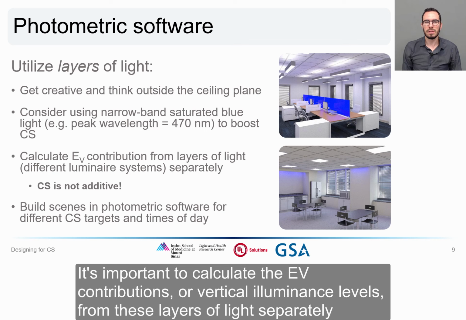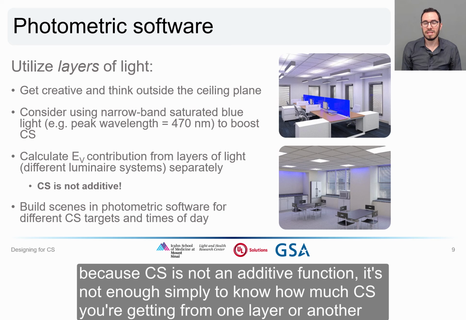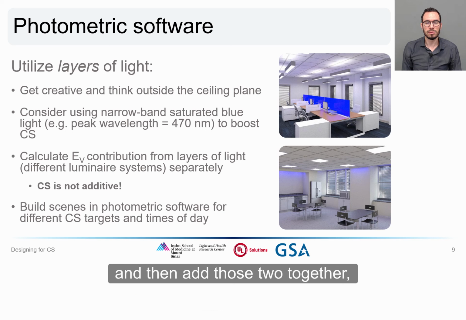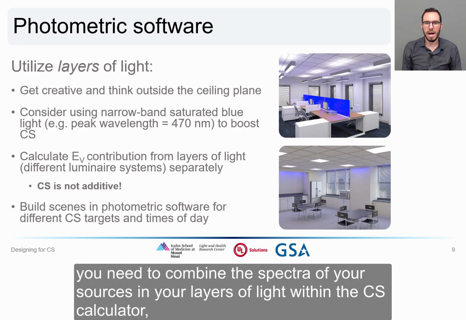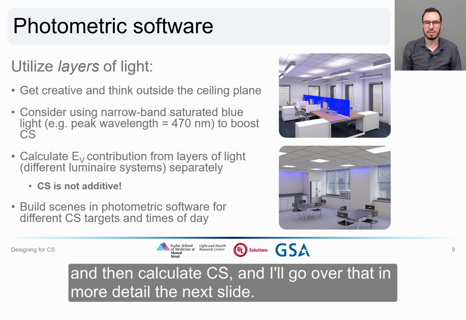It's important to calculate the EV contributions, or vertical illuminance levels, from these layers of light separately because CS is not an additive function. It's not enough simply to know how much CS you're getting from one layer or another and then add those two together. You need to combine the spectra of your sources and your layers of light within the CS calculator and then calculate CS. And I'll go over that in more detail in the next slide.